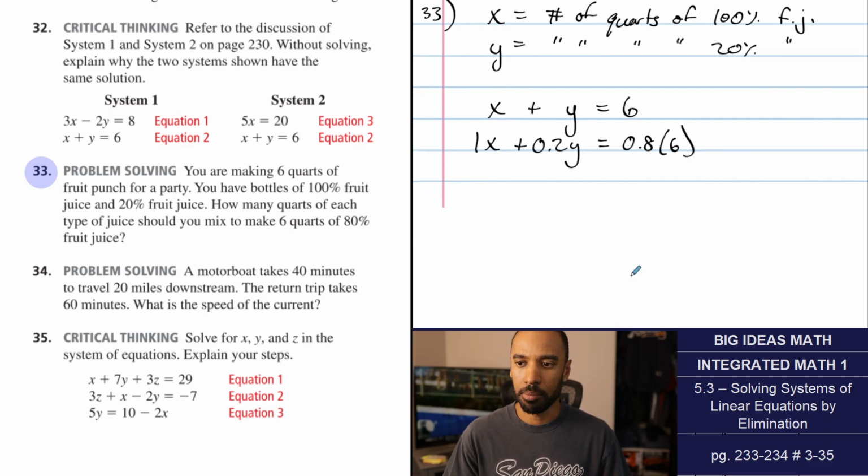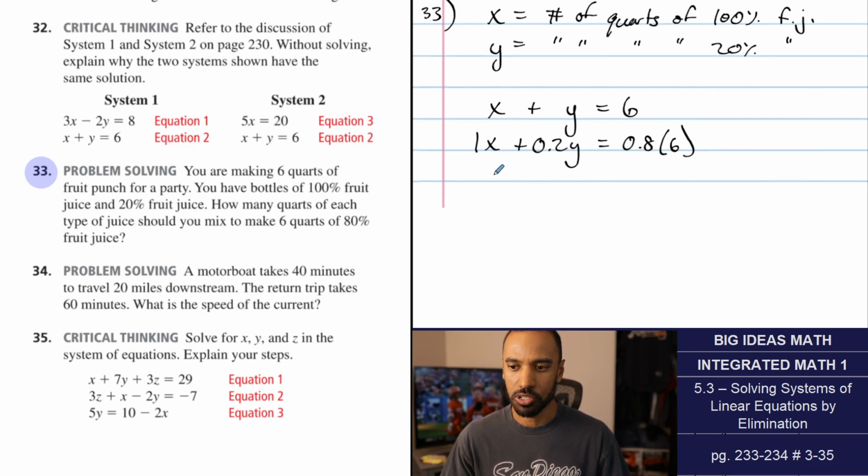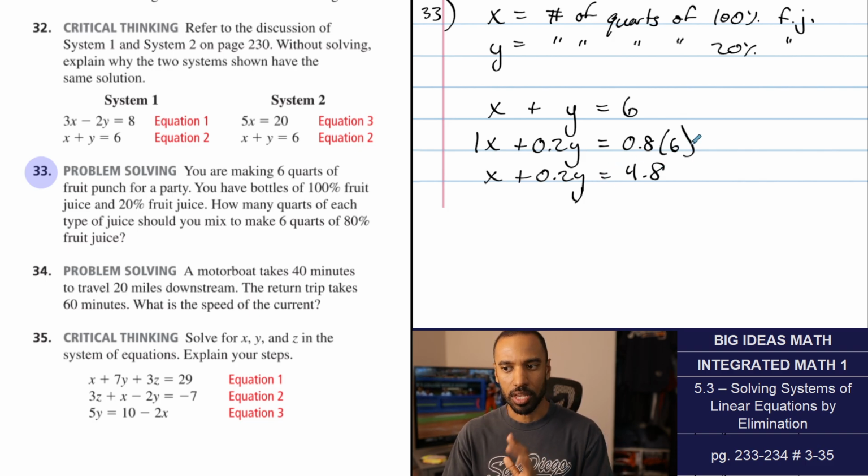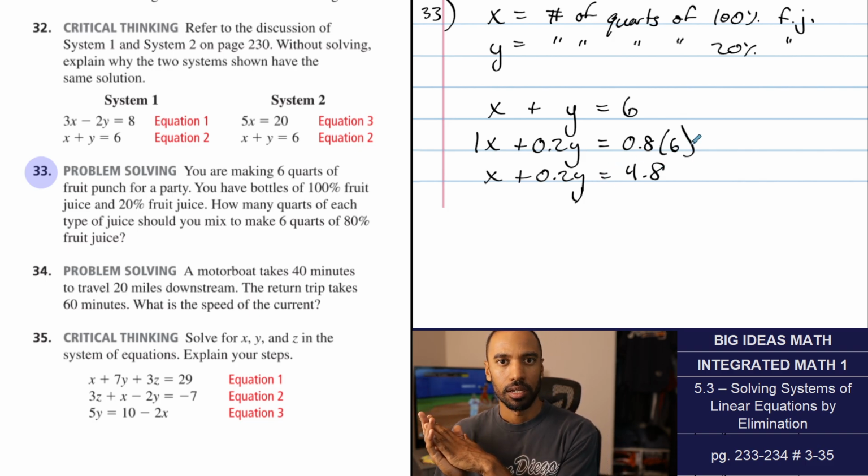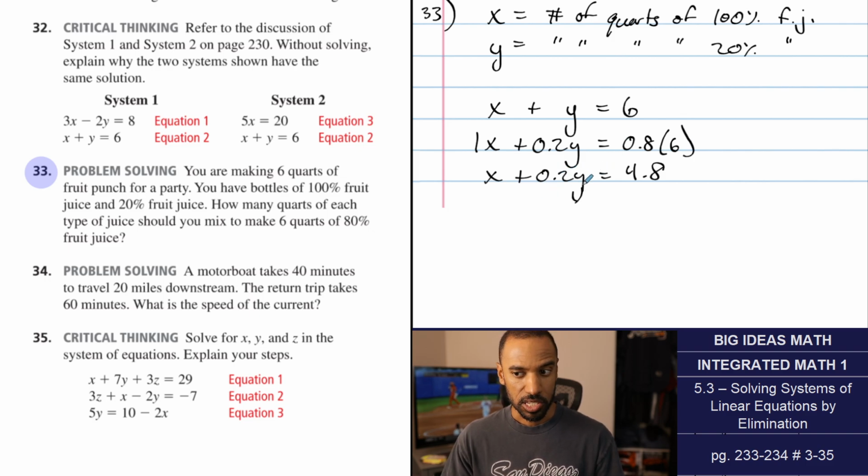So let's clean that bottom equation up a little bit, obviously the entire system. But that'll be x plus 0.2y equals 4.8. Now, personally, I don't actually want decimals with this. I'm going to work in integer form. You can multiply everything by 10.